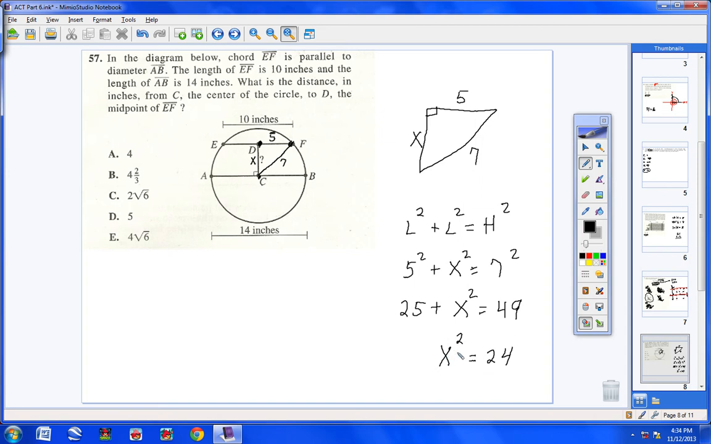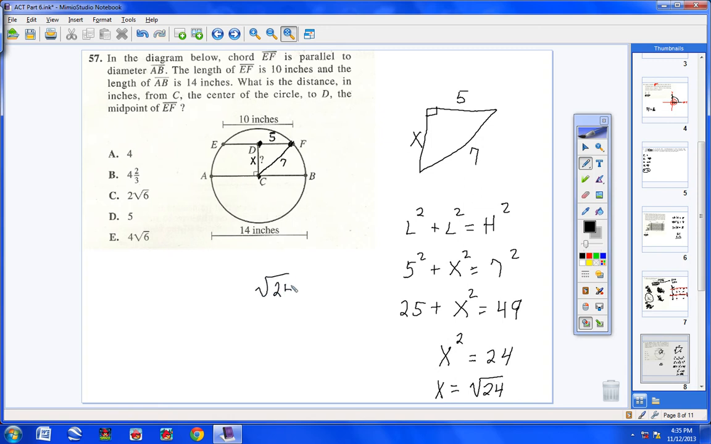But now I don't want to know what X squared is. I want to know what X is. So I must take the square root of X squared. If I take the square root of X squared, I get X. But if I take the square root of one side, I must take the square root of the other side, in which I would get this. Now, usually you put plus minus. In this case, we're not going to, because we're dealing with length, and length is never negative. So my answer is the square root of 24.